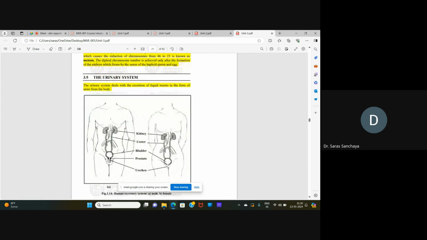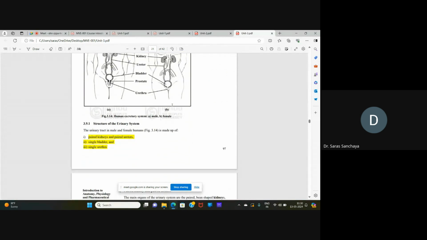The urinary system. The urinary system deals with the excretion of liquid waste in the form of urine from the body. The urinary tract in male and female consists of paired kidneys and paired ureters, single bladder and single urethra.